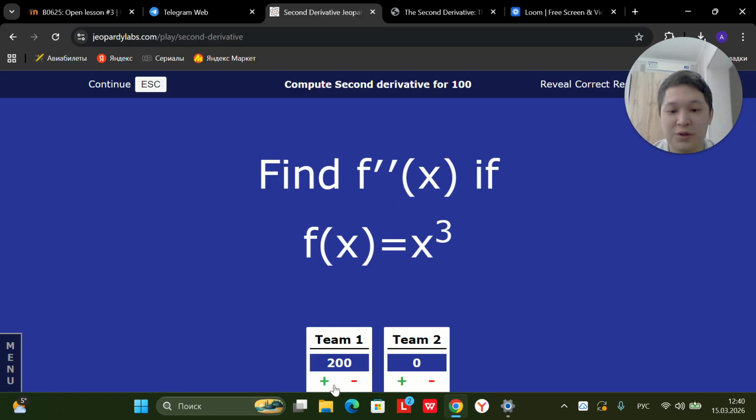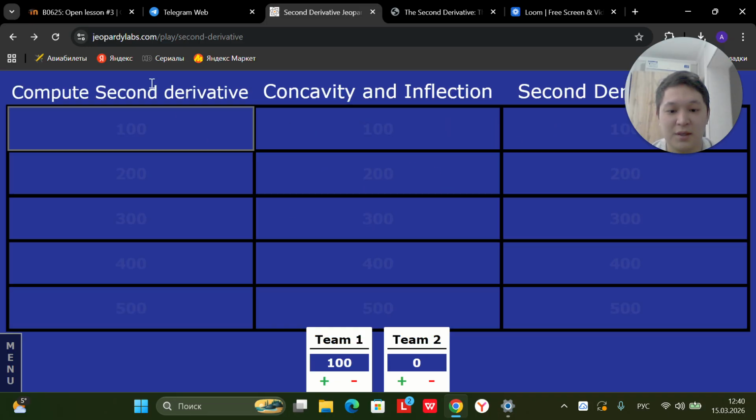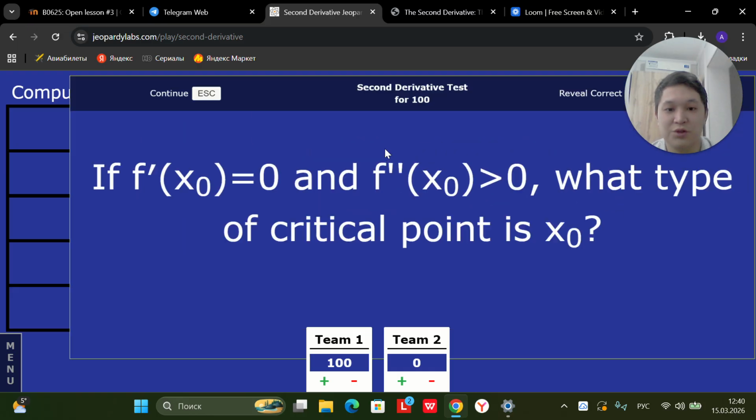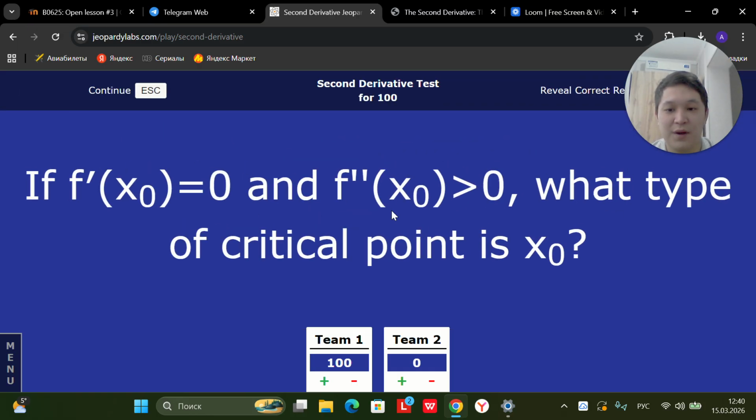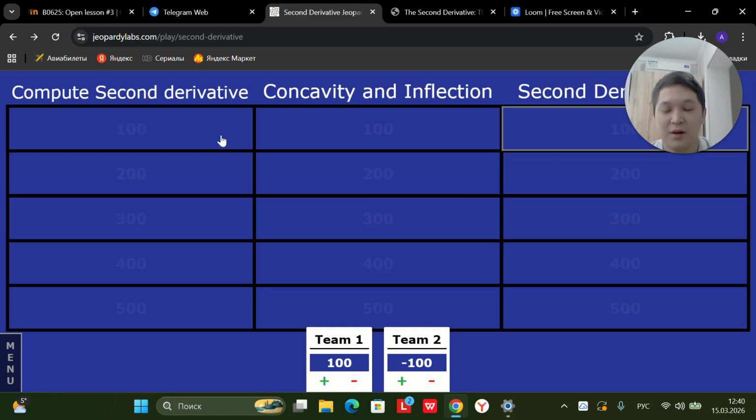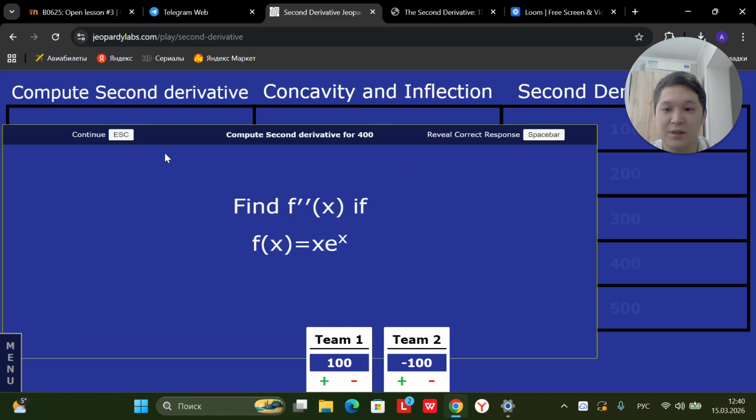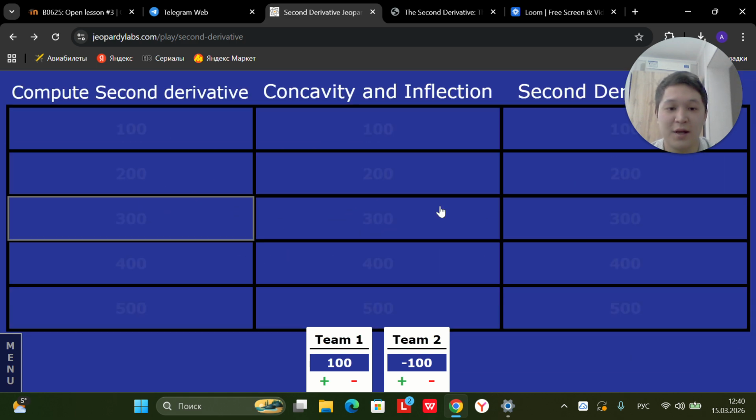First the first team goes and solves a question. We give them a maximum of 30 seconds. They give an answer, and if it's correct, we add 100 points. The other team also chooses questions, for example what type of critical point is x = 0, a local minimum. We also have minus points, and every section has different questions.